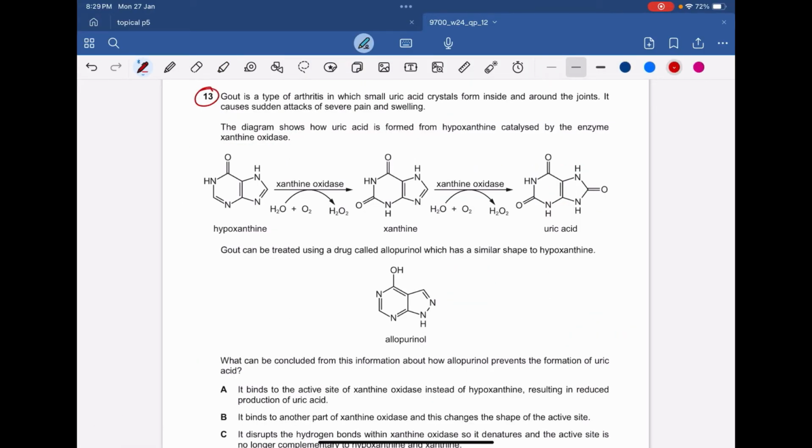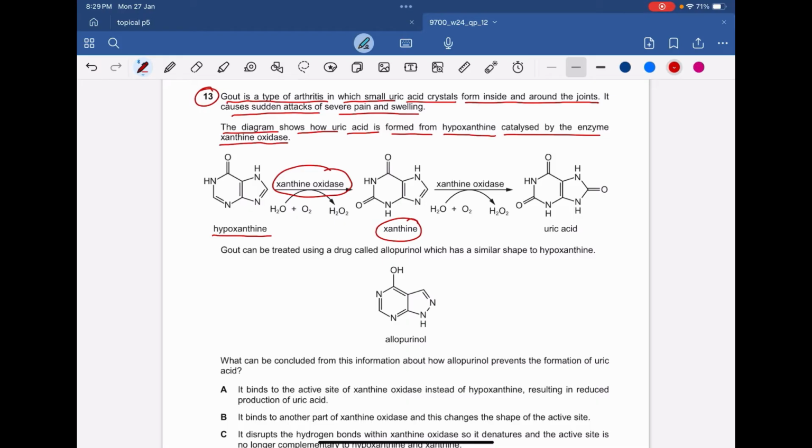Number 13 says that gout is a type of arthritis in which small uric acid crystals form inside and around the joints. It causes sudden attacks of severe pain and swelling. The diagram shows how uric acid is formed from hypoxanthine, catalyzed by the enzyme xanthine oxidase. Over here they have shown how hypoxanthine attaches to xanthine oxidase, and then xanthine is formed, and that xanthine combines with the enzyme xanthine oxidase, and then uric acid is formed as a product.